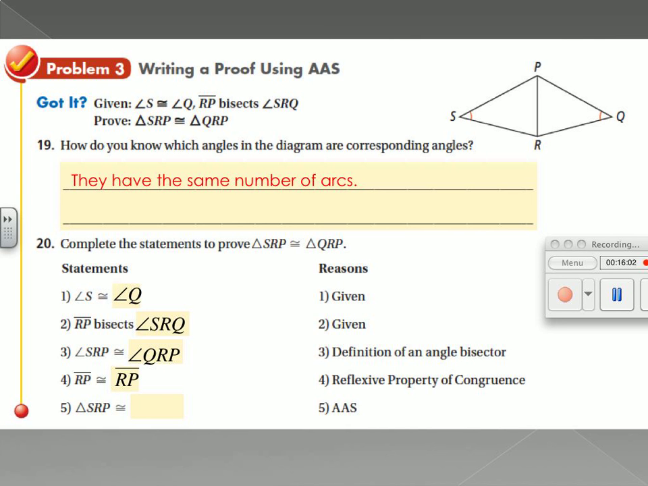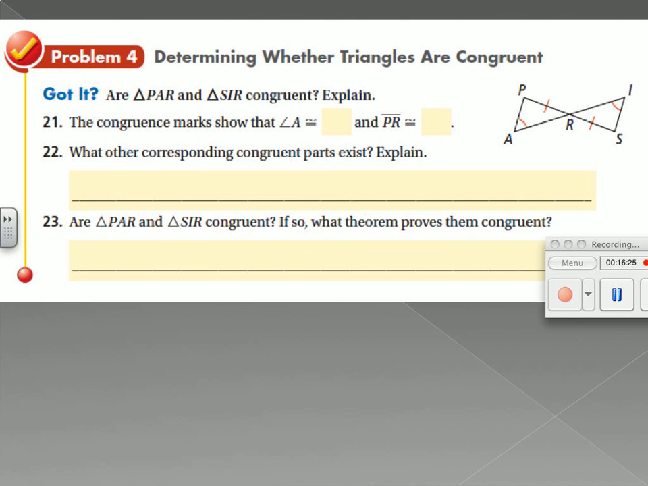We also know that segment RP is congruent to itself by the reflexive property of congruence. So now we have two angles and a non-included side that corresponds because it is the same segment. So triangle SRP is congruent to triangle QRP. So we can use the same logic to determine whether triangles are congruent.